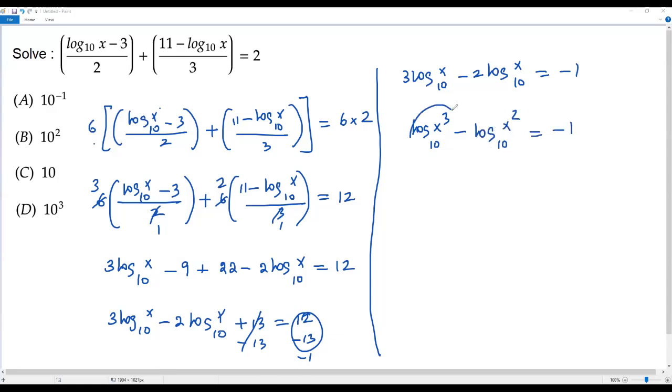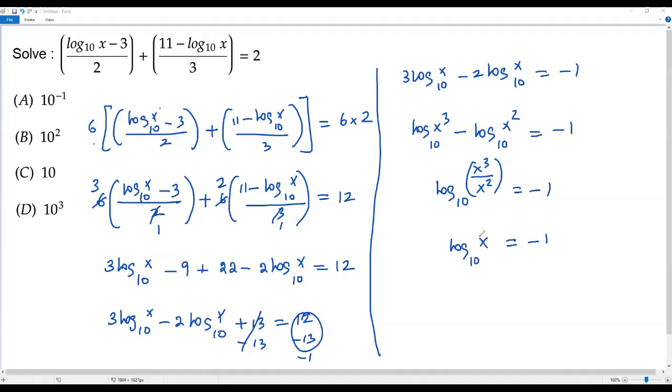Here two logarithms are in subtraction with the same base. So we can use the quotient rule of logarithm. Whenever two logarithms are in subtraction with the same base, we can take the logarithm once with the base, and we have to divide the arguments. So when I divide the arguments, I'll be getting x cubed over x squared equals negative 1. The simplification of x cubed over x squared is just x. So I'm getting log to the base 10, x equals negative 1.